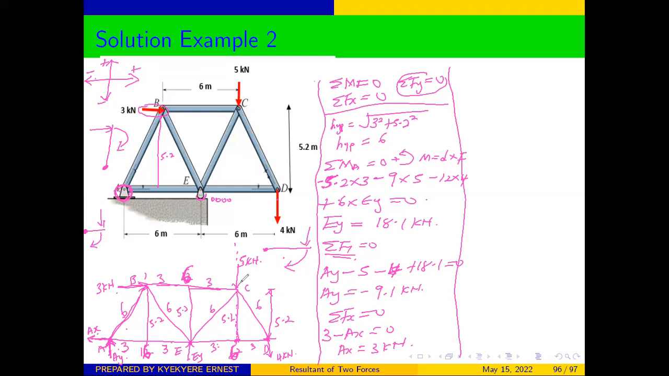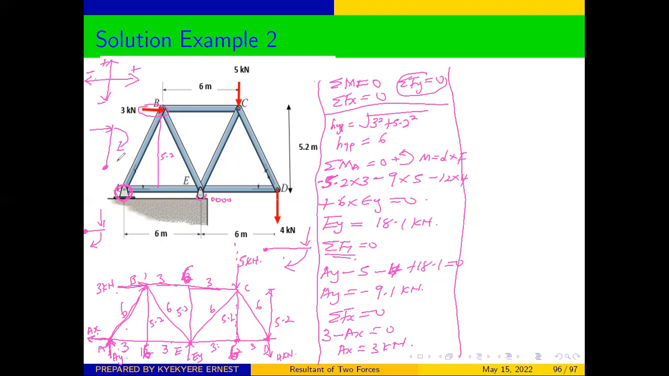Once you have been able to determine the external forces, what you are left to do is to dismember the entire truss system. How do we dismember the entire truss system? We dismember and analyze the individual joints which make up the truss system.